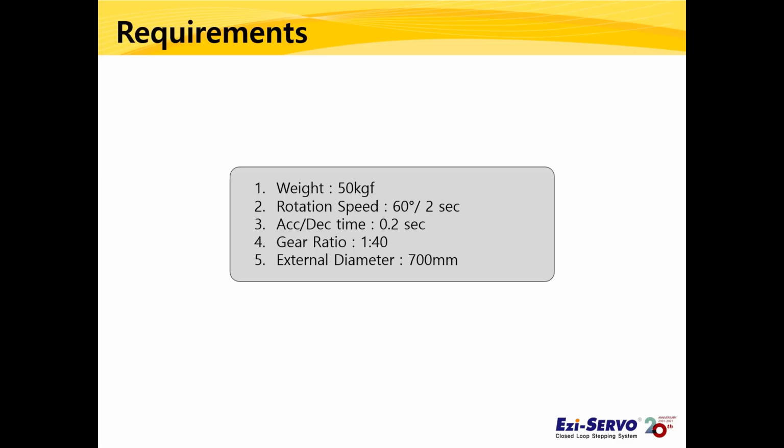The following box is an example of customer requirements. Weight is 50 kilograms, it rotates 60 degrees per 2 seconds, and acceleration-deceleration time is 0.2 seconds. The gear ratio is 1:40, and the external diameter of the table is 700 mm.